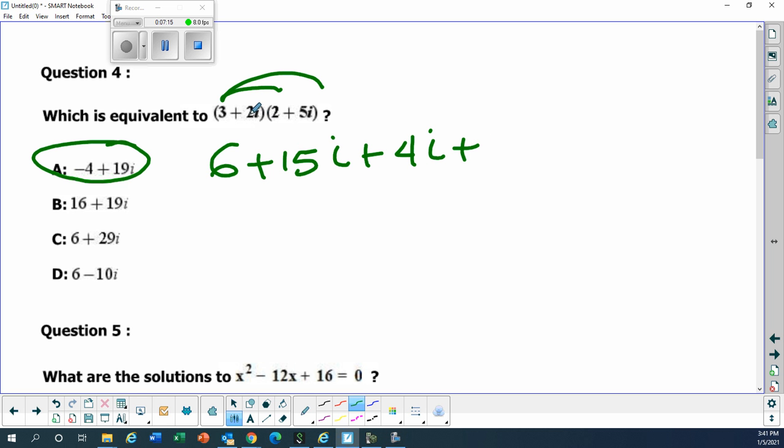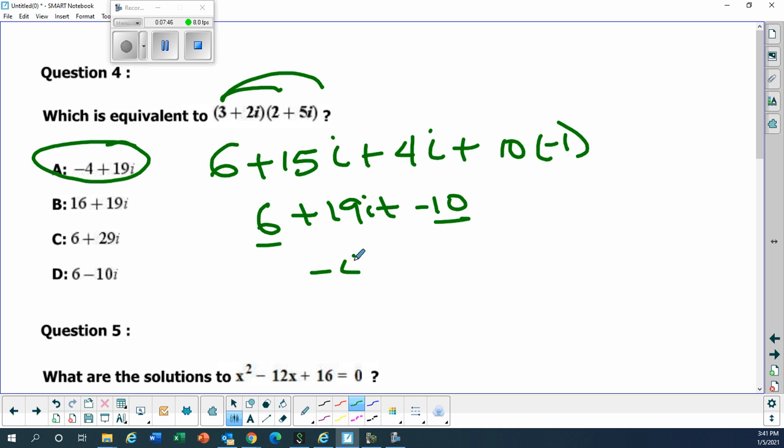And then I have plus 2 times 5 is 10. And then I times I is going to give you I squared, but I squared is going to give you negative 1, right? This is going to be times negative 1. So that's what it's going to end up being. So I have 6, plus 15I plus 4I is going to give you 19I, plus negative 10. Then when I combine negative 10 plus 6, the I is still here, I'll get negative 4 plus 19I.